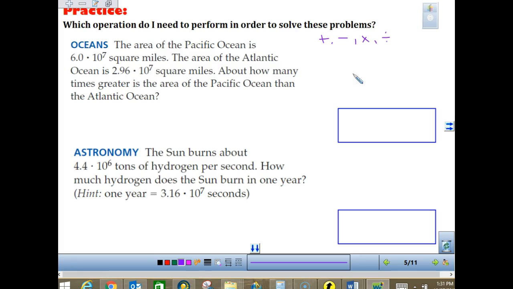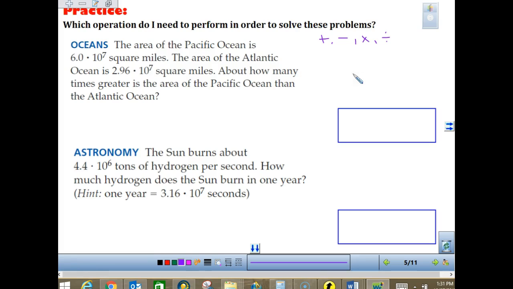The oceans have an area, the area of the Pacific Ocean is 6 times 10 to the 7 square miles. The area of the Atlantic, 2.96 times 10 to the 7. Which one of those is bigger when you had to order things today? Which one is bigger, Pacific or Atlantic?